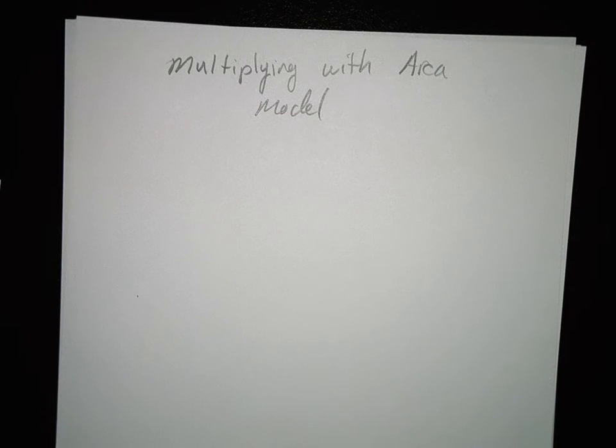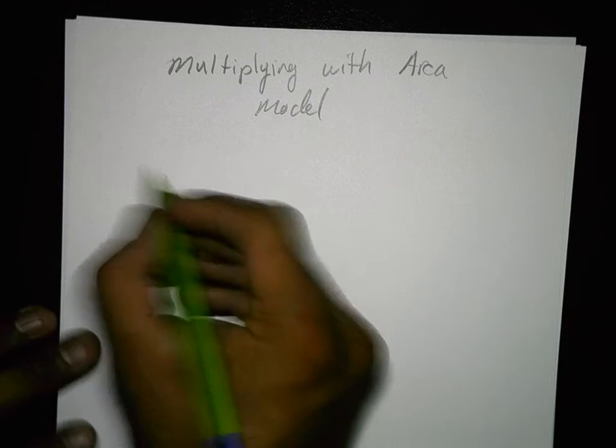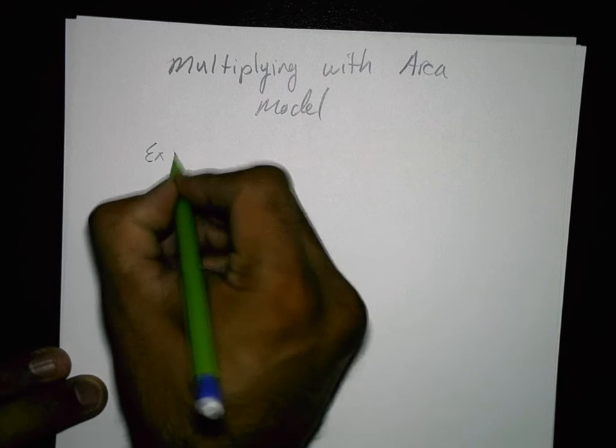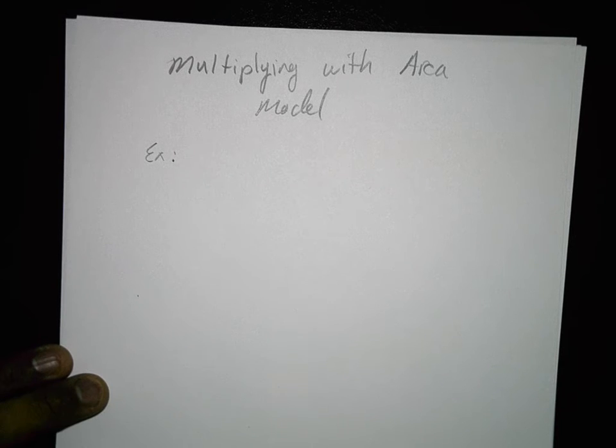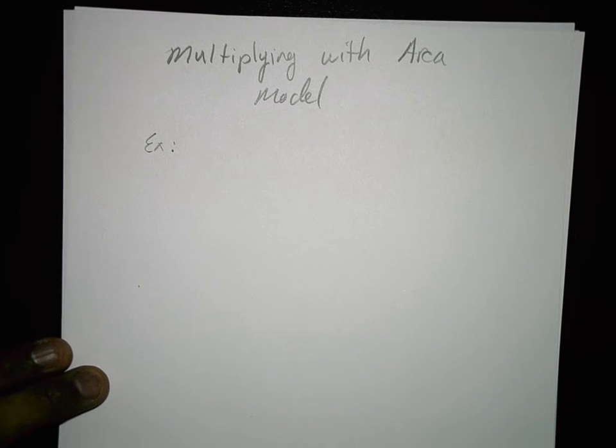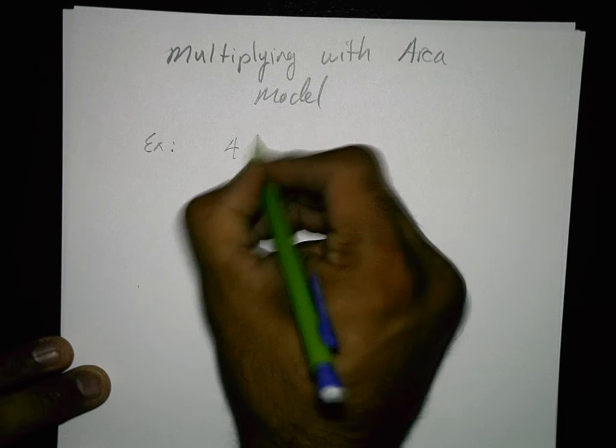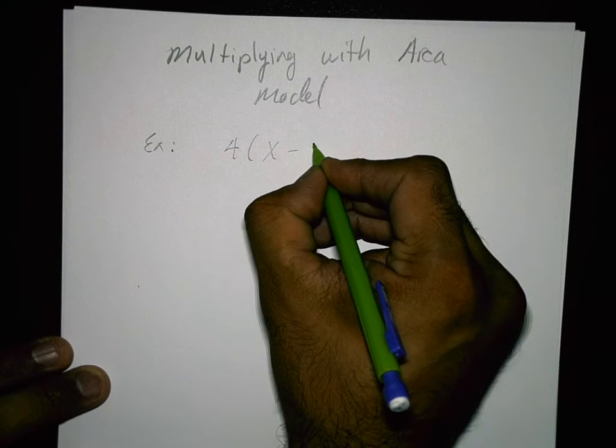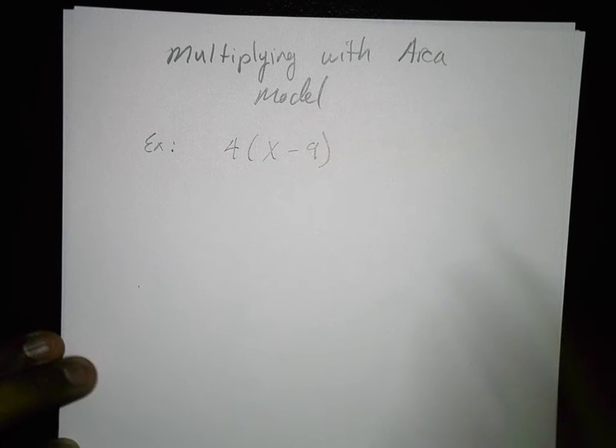So we're going to look at multiplying using the area model, and basically you use the area model for distribution. Okay? So for example, and you don't have to do this, but as these get more complex, this is really a good method. So 4 times x minus 9.